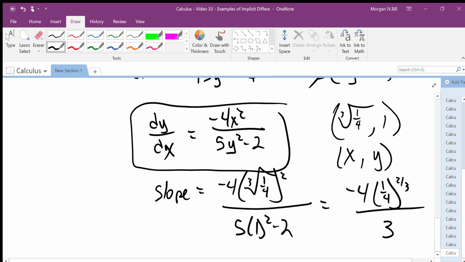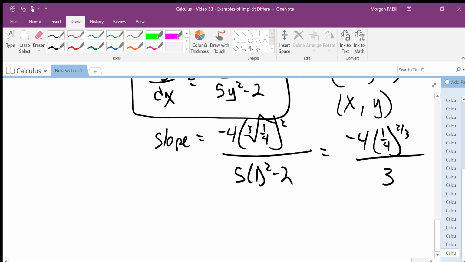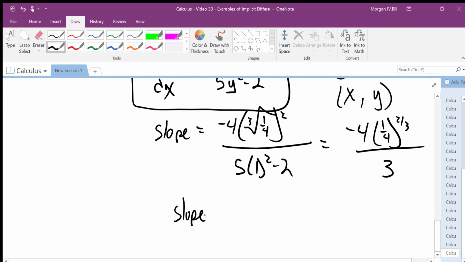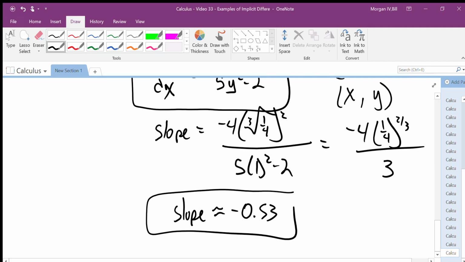I could plug that in the calculator and see. In fact, why not? 1/4 to the power of 2/3 is about 0.397. Times -4 divided by 3 is a slope of about -0.53. So my slope here is approximately -0.53. Okay. So with this implicit differentiation, we have the derivative function, and we can find the slope of the tangent line at a particular point.